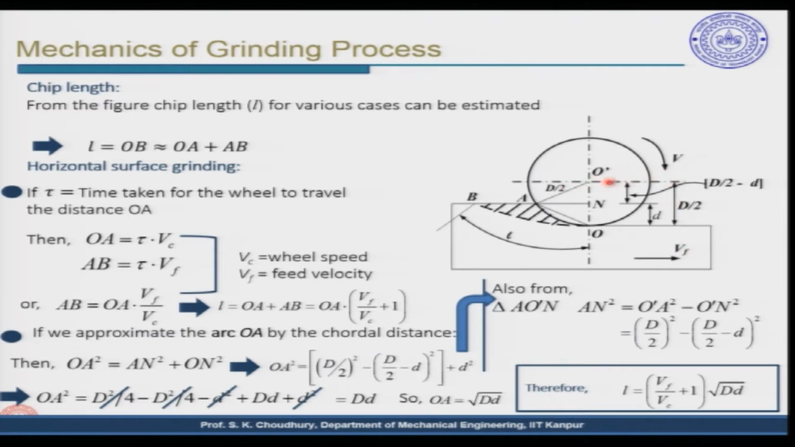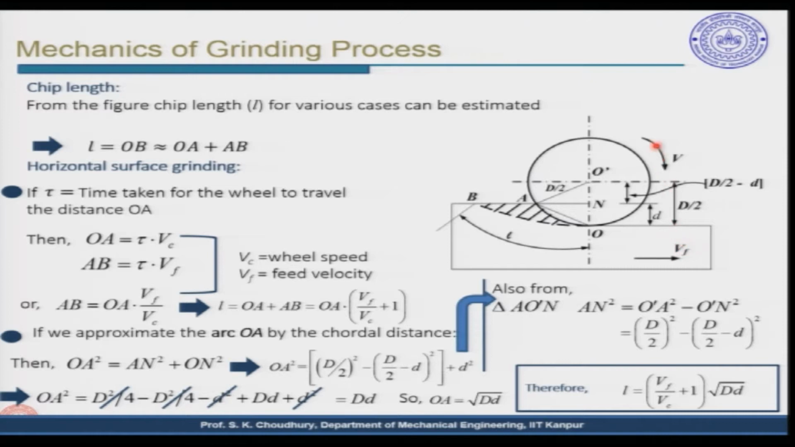This distance from the grinding wheel center up to the point where it is in touch with the workpiece is D/2. And this much material has been removed, that means from here to this point, and this distance, as you know, is the depth of cut. So, this distance therefore will be D/2 minus d, where d is the depth of cut. Now, from O and B, this is the chip length and this is what we have to determine analytically.